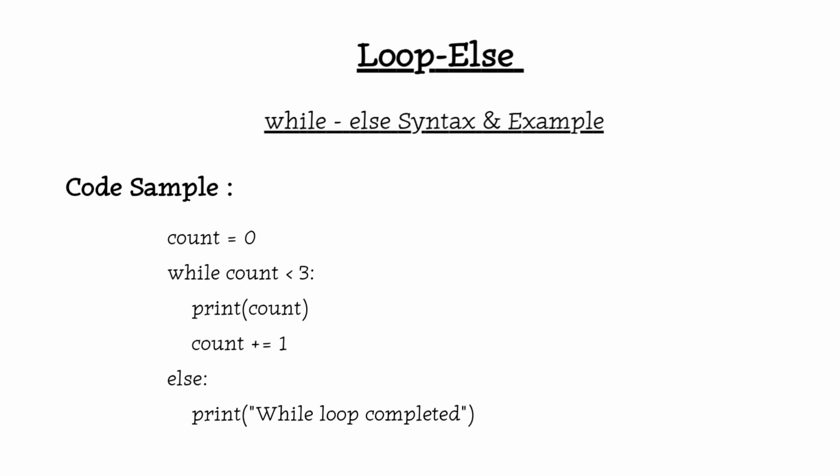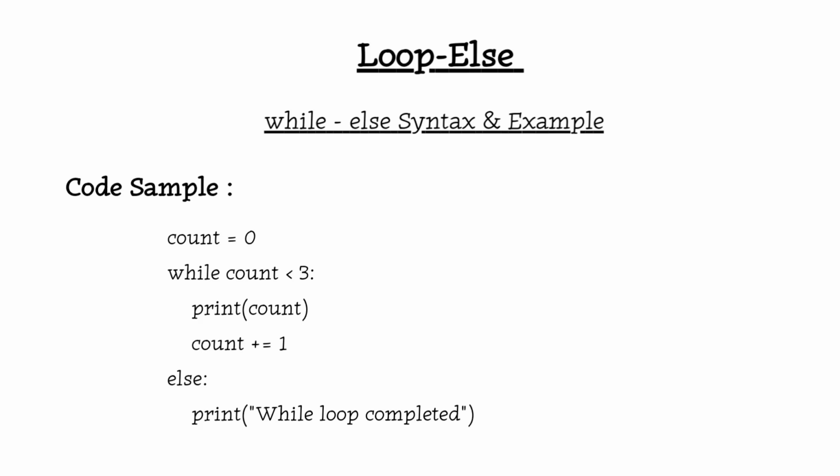So here I write code like count equal to 0, while count is less than 3. Inside that while block, I use a print statement to print the count. And after printing the count, I am incrementing the count value by 1. And in line with the while loop block, I use the else block to print some statement.